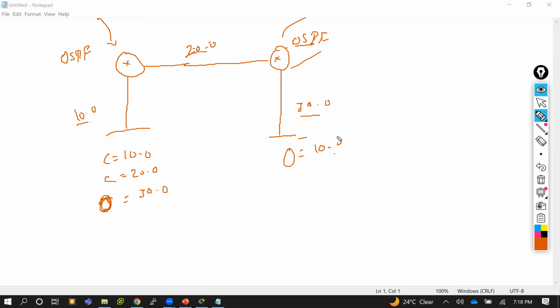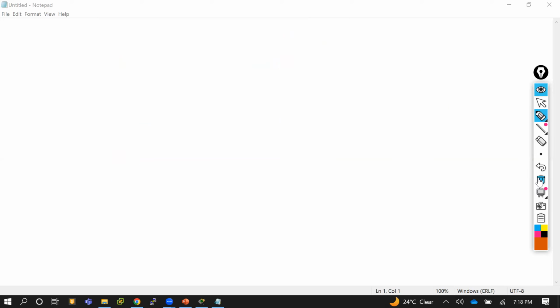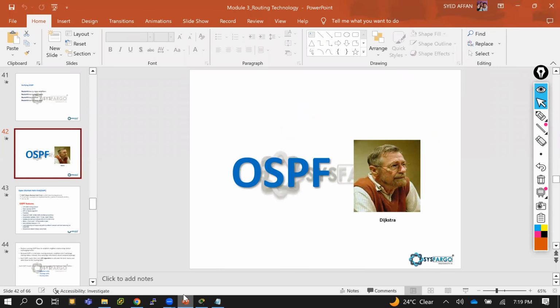Here we have different protocols. For example, we have the RIP protocol, the EIGRP protocol, and the OSPF protocol. These are the three protocols: RIP, EIGRP, and OSPF. But today we are going to discuss the OSPF protocol, not RIP and EIGRP. Got it? Now let's see what exactly the OSPF protocol is, how it works, and also we will see the lab.